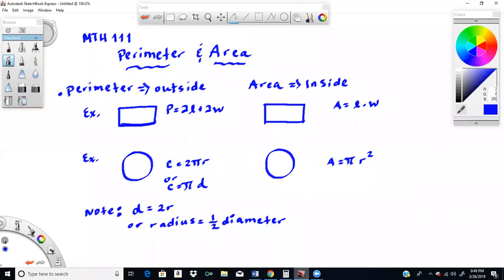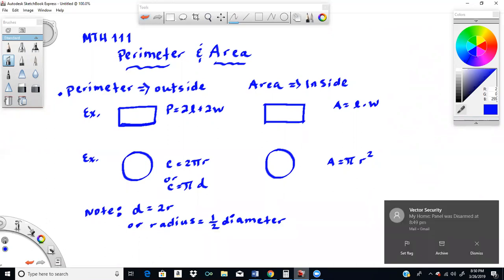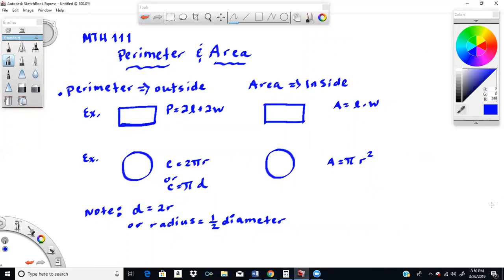All right, so we're talking about perimeter and area, okay? And so let's talk about what the difference is. And this is chapter 17 of your textbook. When we talk about perimeter and area, we'll be dealing with polygons, which have angles and sides, and we'll be dealing with the circle, okay, which is not a polygon. When we deal with perimeter, we're looking at the outside. When we're dealing with area, we're looking at the inside.